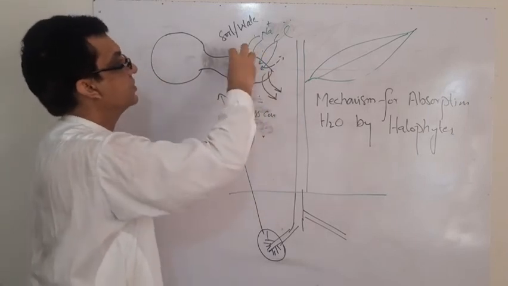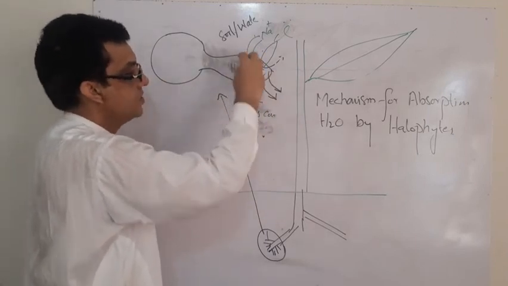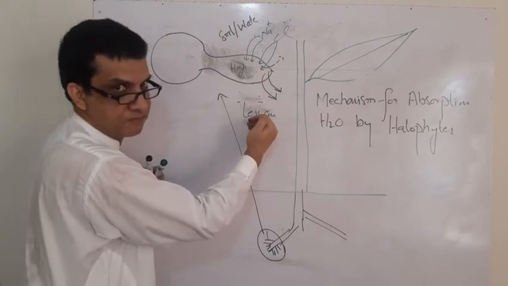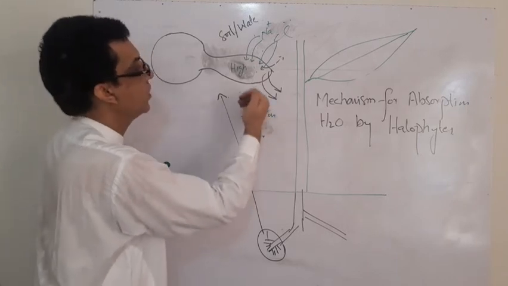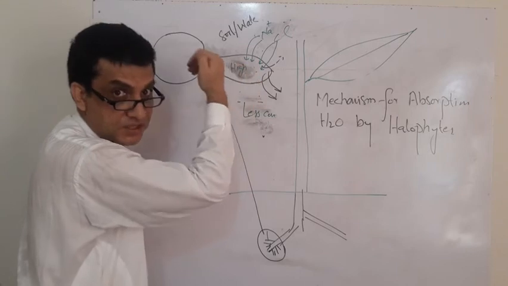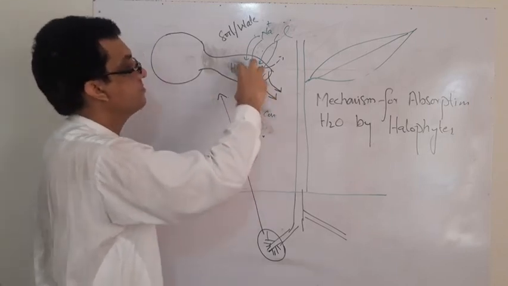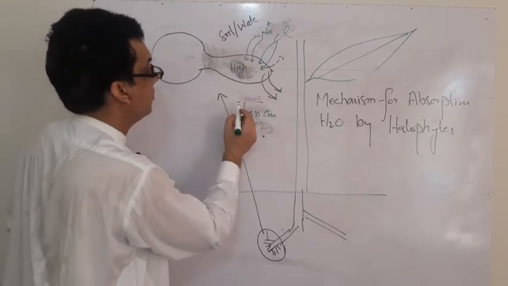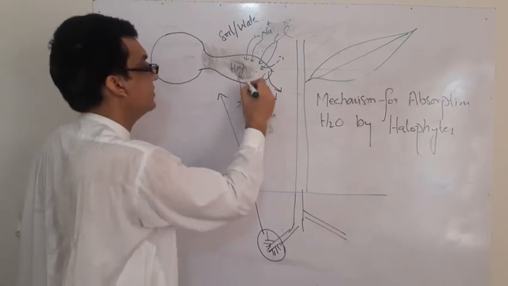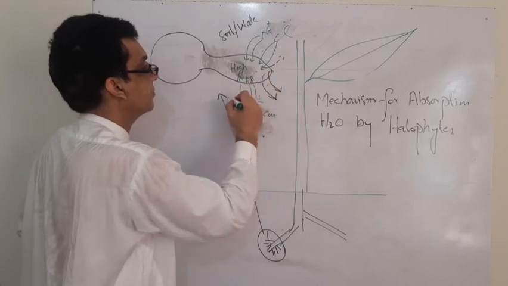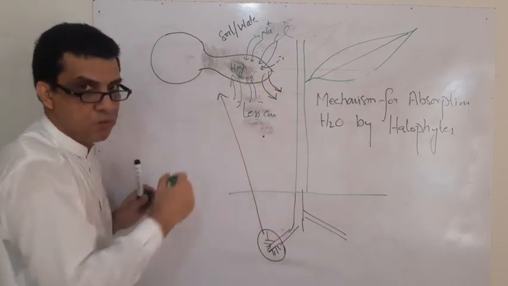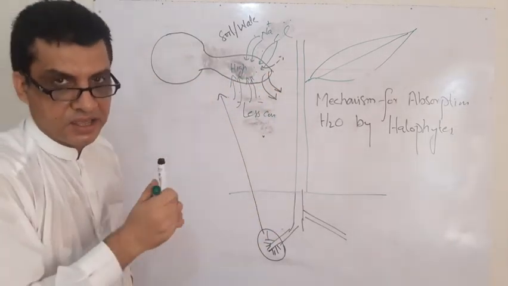And when the concentration of salt becomes high inside, the water will move from less concentration toward high concentration of the solution. So water is now more outside as compared to inside, and the water will move in this direction, and the plant will absorb water. And these are the halophytes.